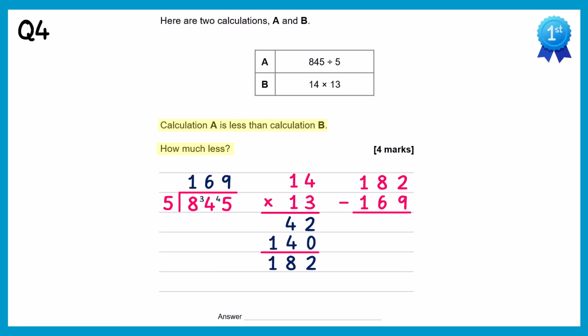To do this, we start on the right hand side and we have 2 subtract 9, which we can't do without going into negative numbers. So we move along to the 8 in the tens column. We'll cross this out, replace it with a 7, and then that 10 that we've just taken, we'll put onto the units column. So this number becomes 12. We can now do 12 subtract 9, which is 3, 7 subtract 6, which is 1, and 1 subtract 1 is 0. So the difference is 13, which is how much less calculation A is compared to calculation B. So the answer is 13.